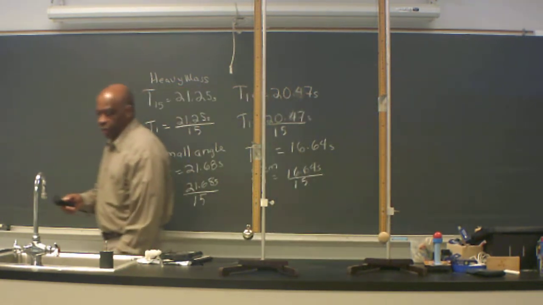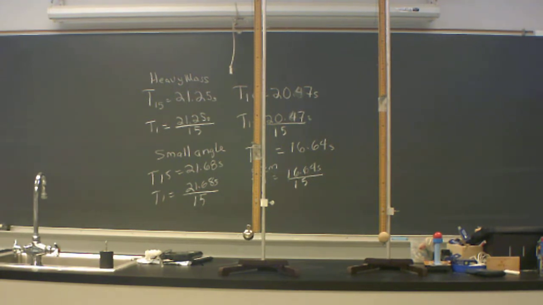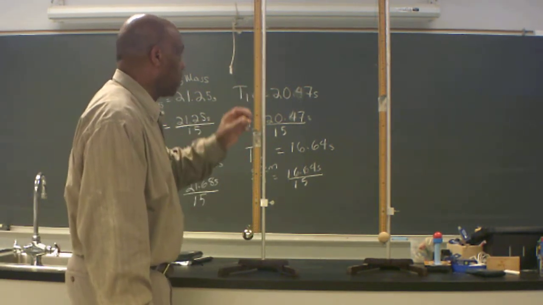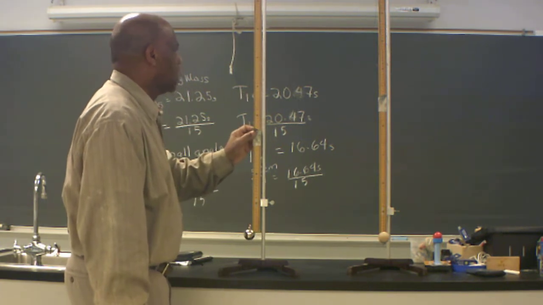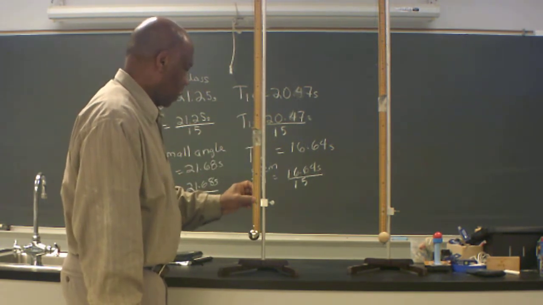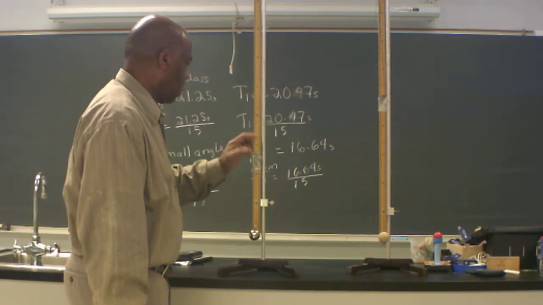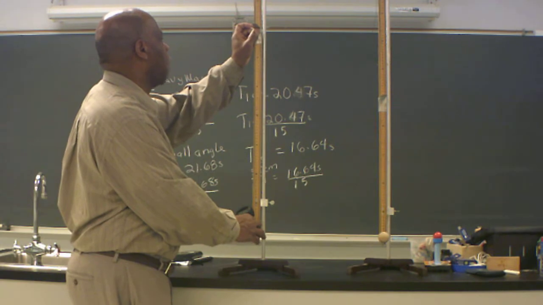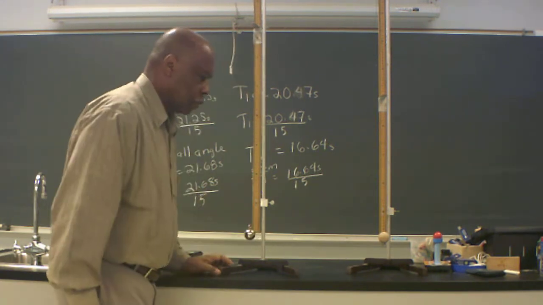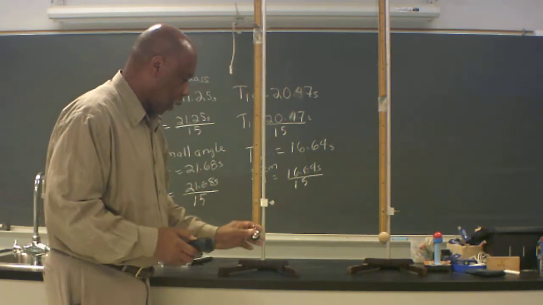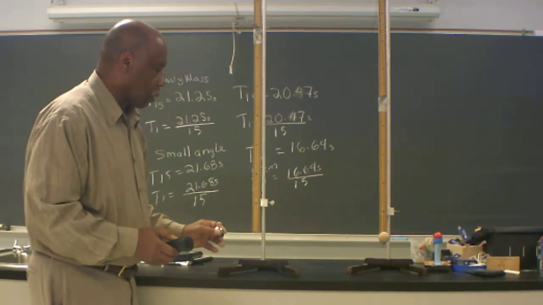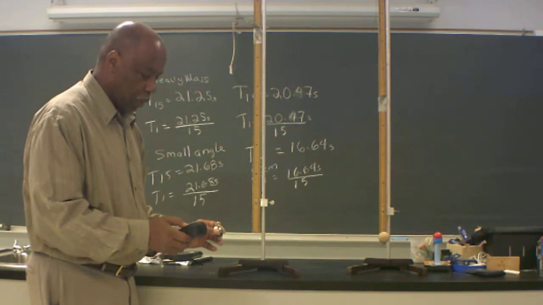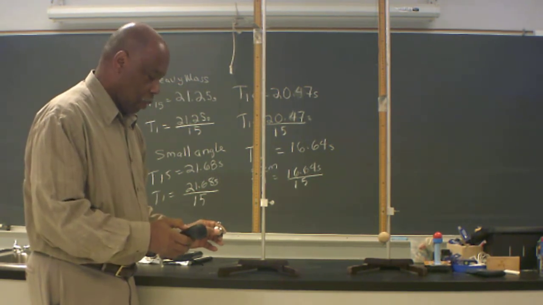Now, let's try another length. That was 30, we have done 50, let's try 70. 10, 20, 30, 40, 50, 60, 70. Ruler's back, that's okay. So, let's try 70 now. Do you think it's going to swing faster or slower at this longer length? Well, let's try. Let's get ready.